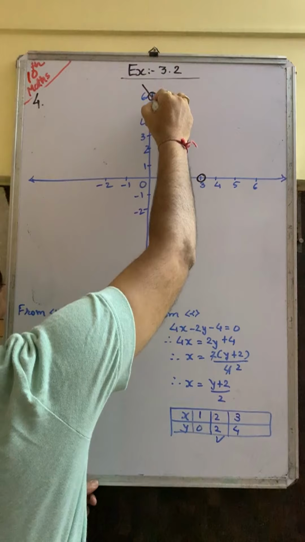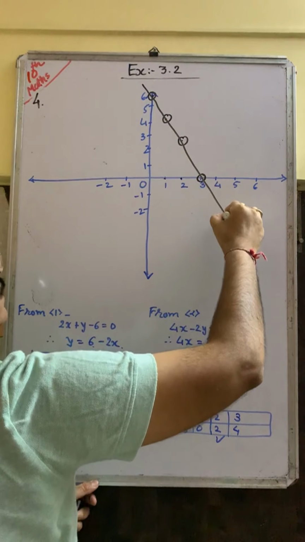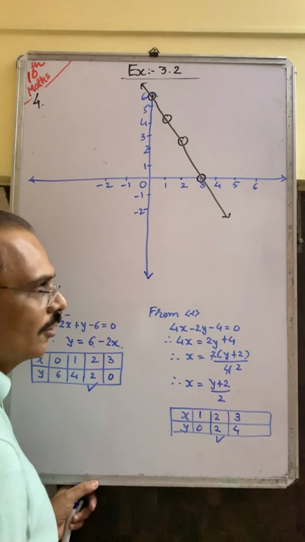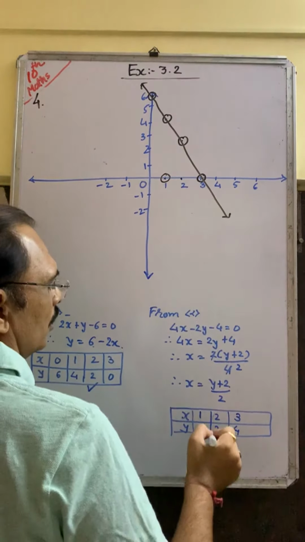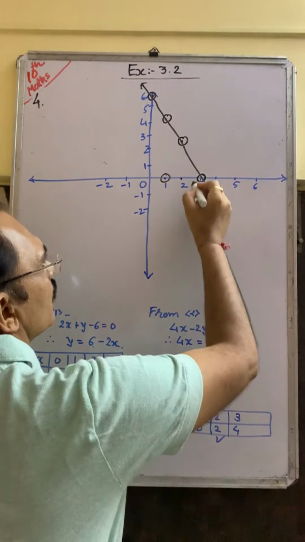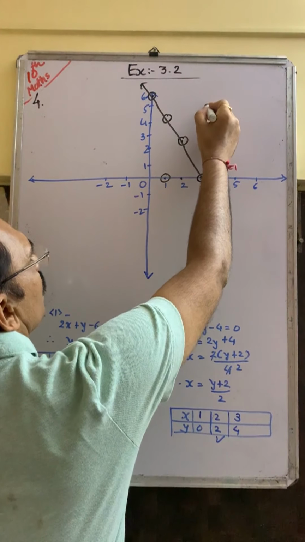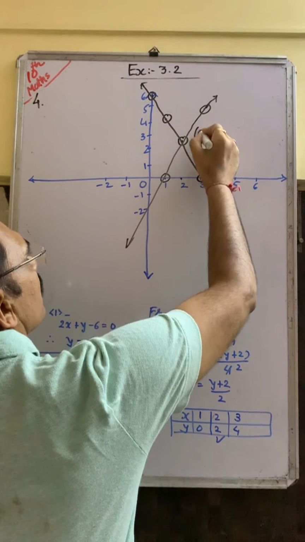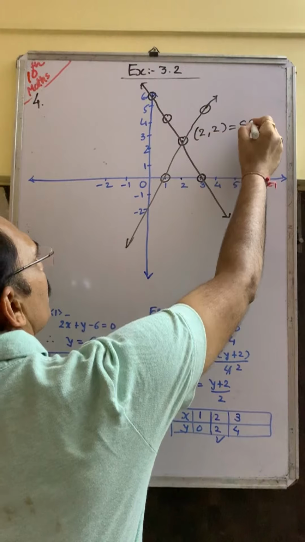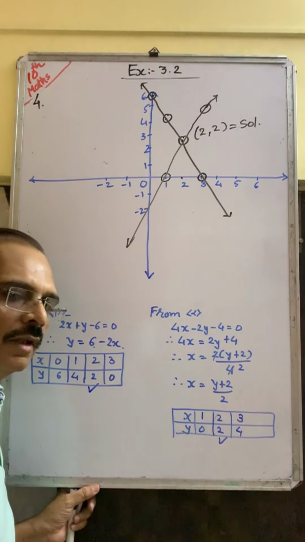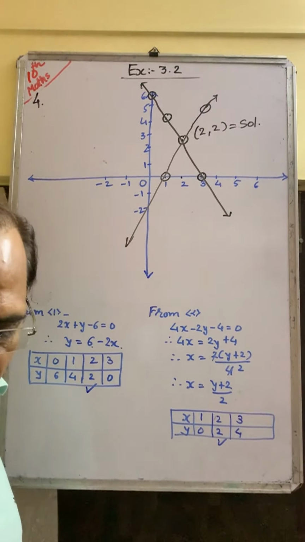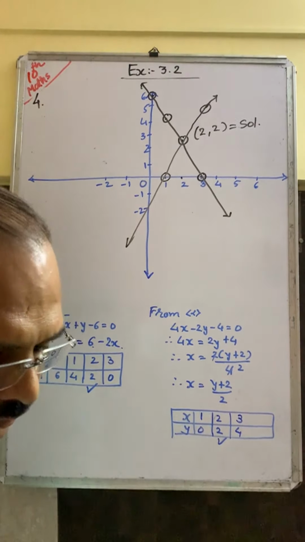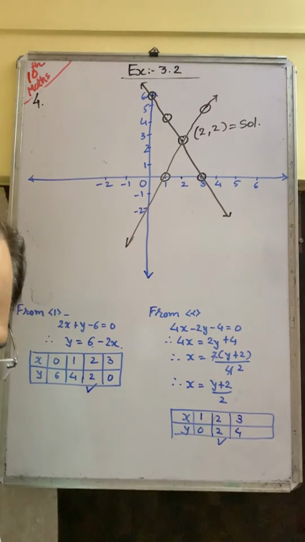The graph is like this. Okay? Second, x coordinate 1, 0, 2, 2, 3, 4. Means intersection point is 2, 2. This is the solution. Solution of the given pair of linear equations. Is it okay? Now, question number 4.